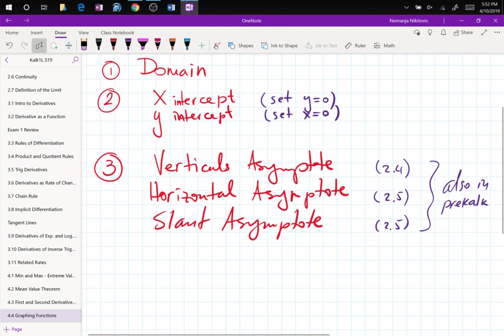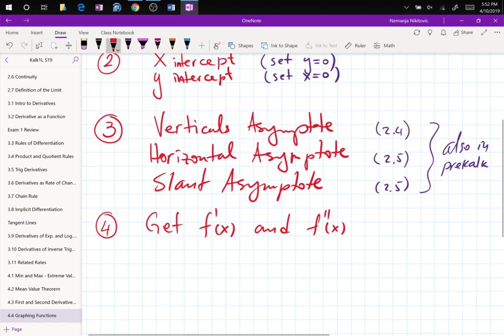So we get the domain, that's from pre-calculus, then we have X and Y intercepts from algebra, then we have vertical asymptote, horizontal asymptote, right? Then bullet point 4, get first and second derivatives. So get f prime and get f double prime and box them, because what follows next are first and second derivative tests.